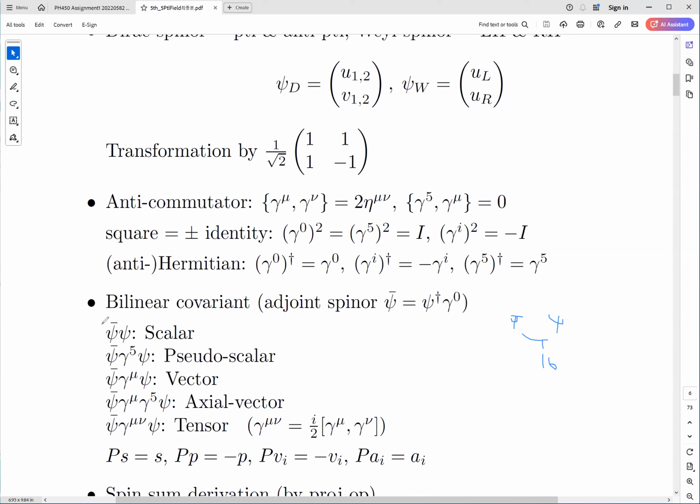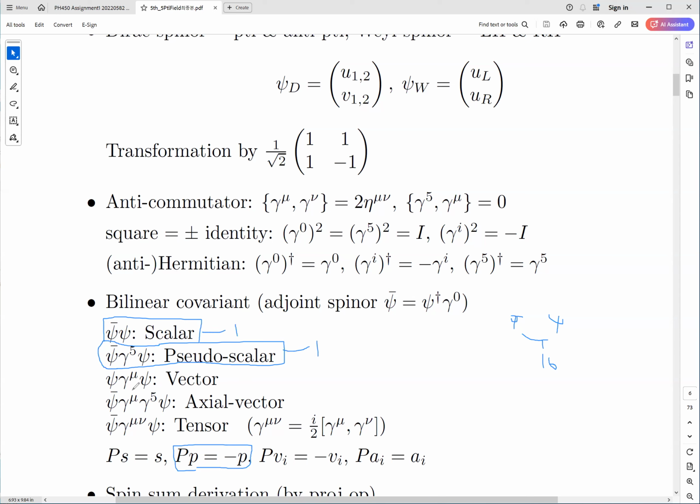First of all, there is the scalar, which is transformed as a Lorentz invariant scalar under Lorentz transformations. And there is also the pseudo scalar, which has gamma 5 inserted. But the pseudo scalar has odd parity under spatial inversion. So there is one degree of freedom for the scalar and one for the pseudo scalar.